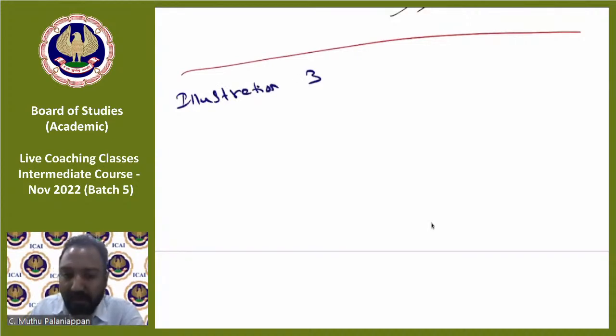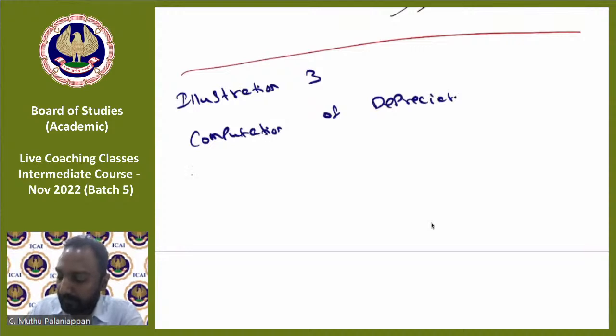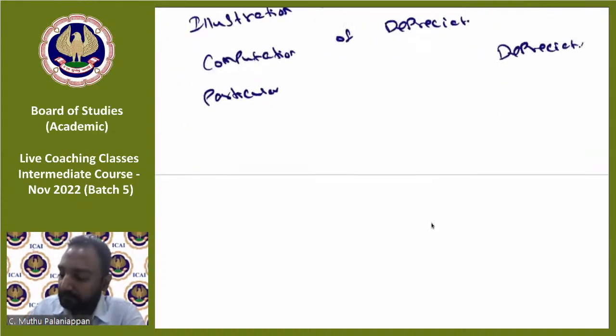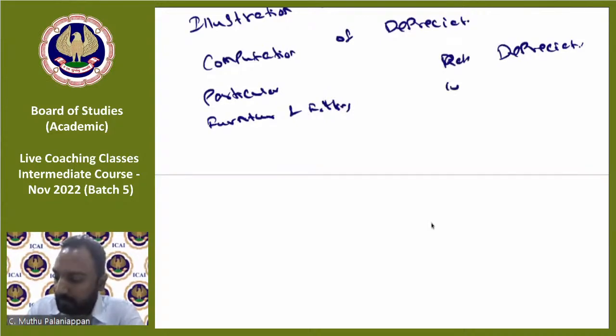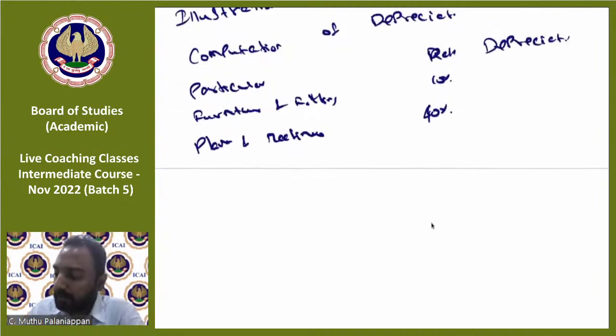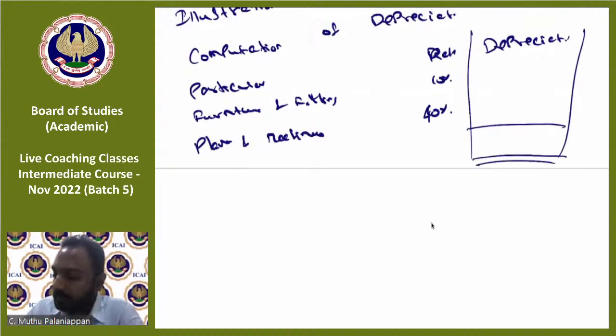Illustration 3, right? So you'll have to calculate the computation of depreciation. You have particulars, whatever is the depreciation that you need to work on. So the first is furniture and fittings. It is taxable at 10%. Then you have plant and machinery. This is taxable at 40%. So this will be your total depreciation.